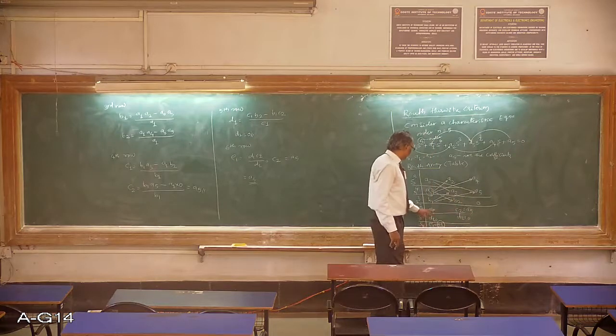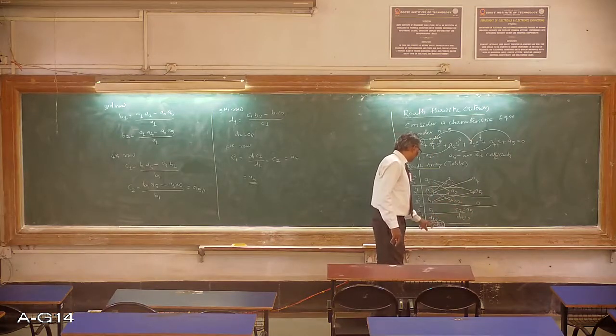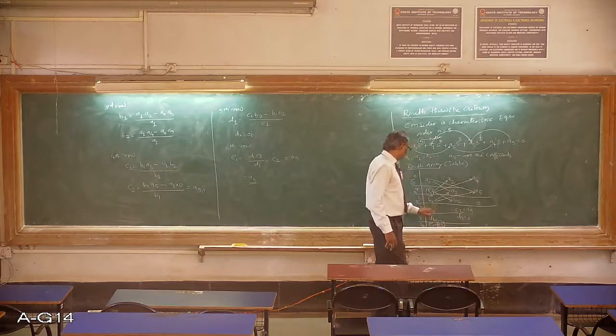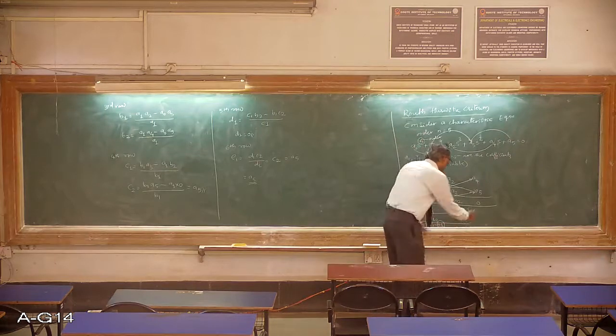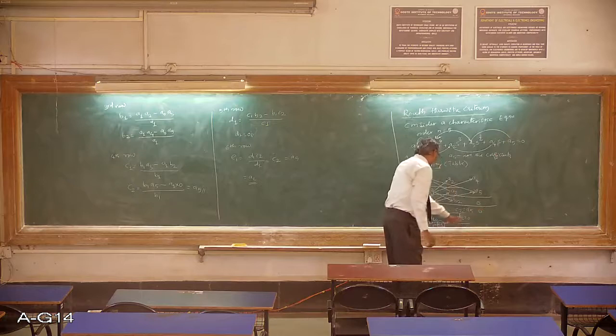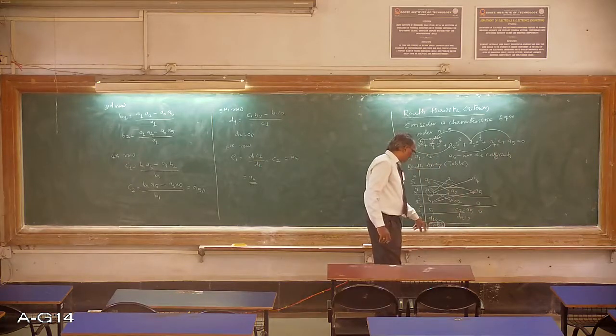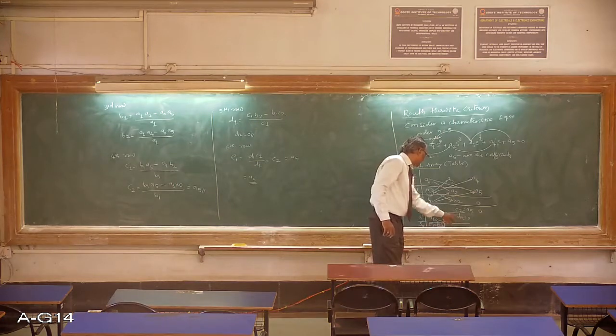D1 is equal to C1 B2 minus B1 C2 divided by C1. You will get D1. D2 obviously, as these two terms are 0, will become 0. Now E1 will be equal to D1 C2 minus C1 D2. D2 is 0, so this term will be 0. D1 C2 divided by D1 will be C2, which is equal to A5.